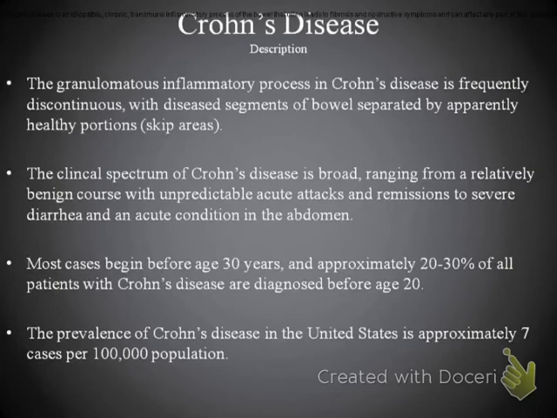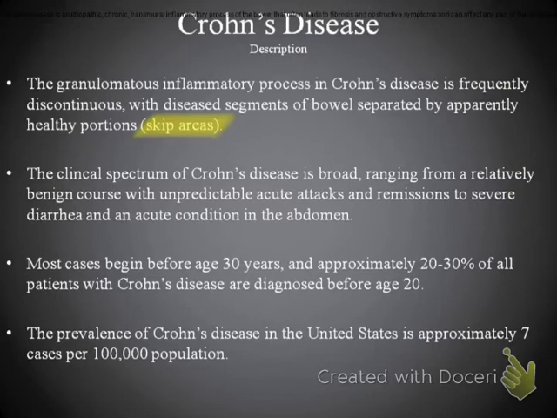The granulomatous inflammatory process in Crohn's disease is frequently discontinuous, with diseased segments of bowel separated by apparently healthy portions, and these areas are known as skip areas or skip lesions. So that's something to keep in mind, that Crohn's disease has skip lesions. So you have diseased and healthy portions coinciding. That will become important when we actually look at colitis.